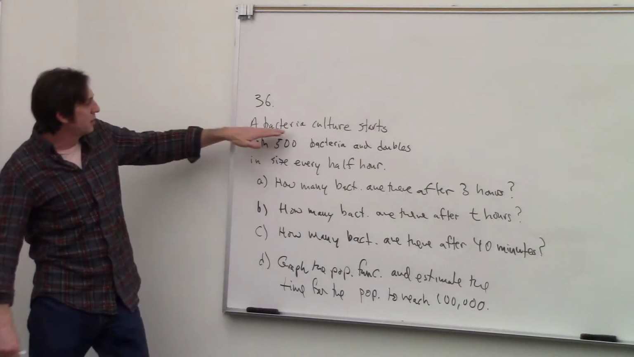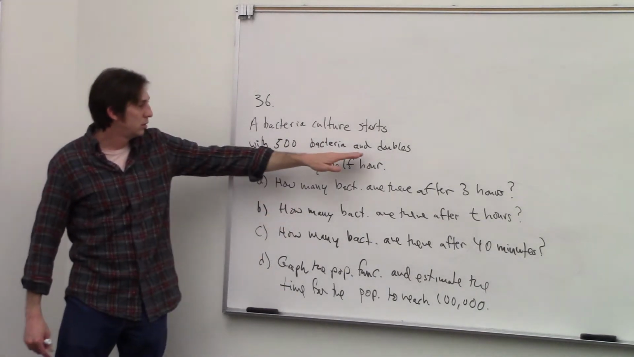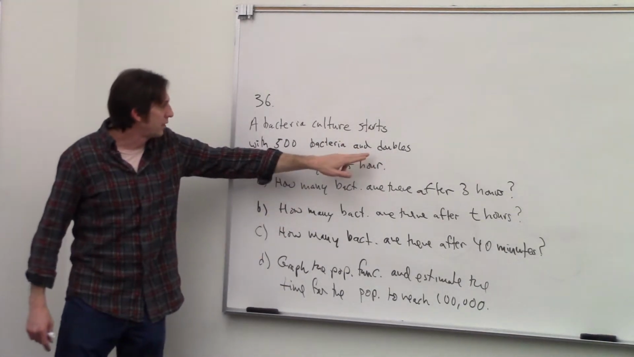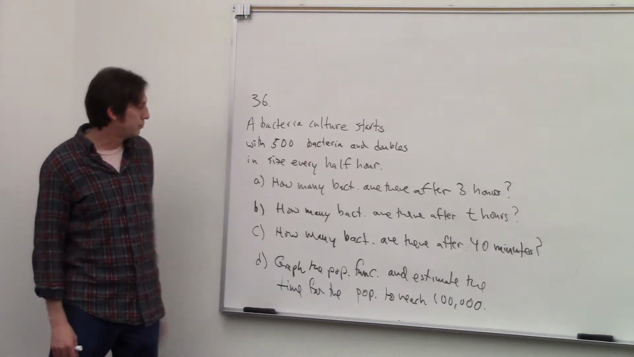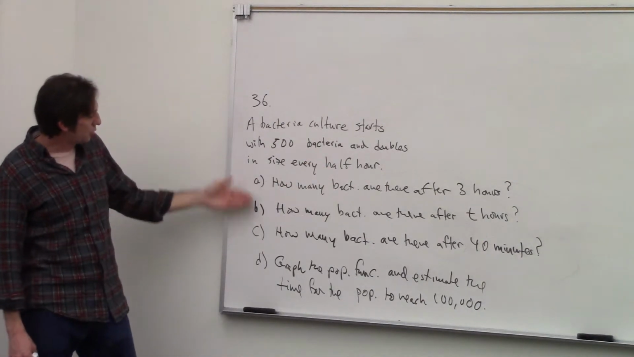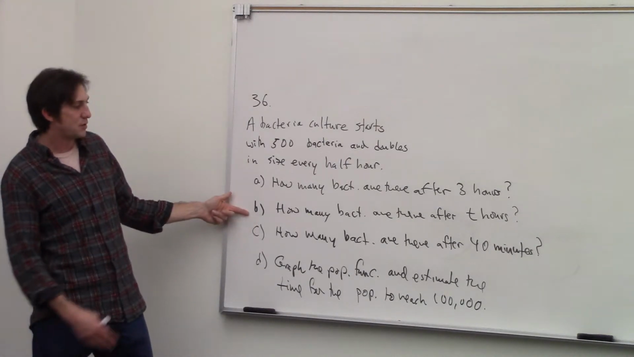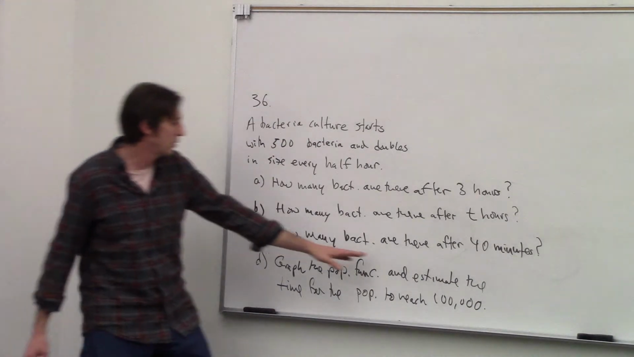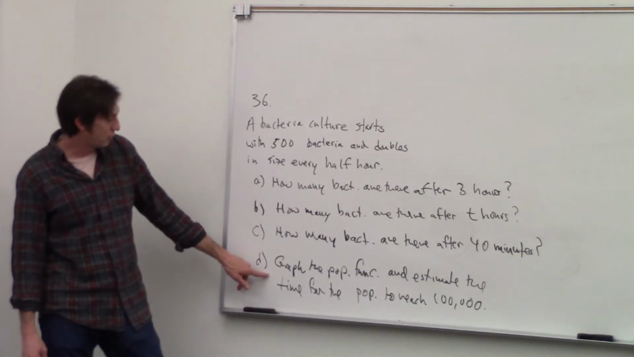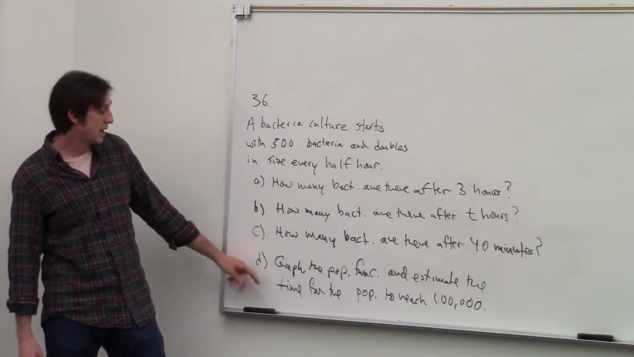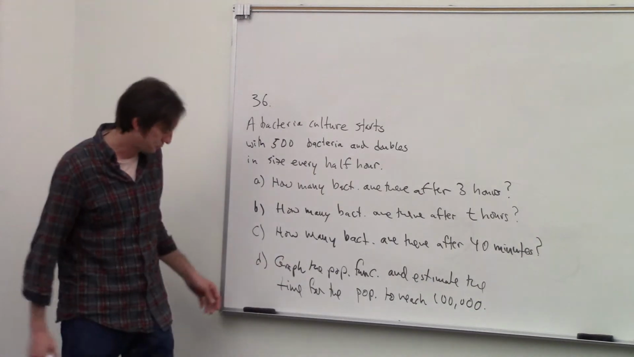We have some bacteria culture starting with 500 bacteria, and we know from the lab maybe that the size of this population doubles every half hour. And then we're supposed to answer some questions. How many bacteria are there after 3 hours, after t hours? How many bacteria are there after 40 minutes? And then the last part we'll do is to graph the population function and estimate how long it takes for the population to reach 100,000.